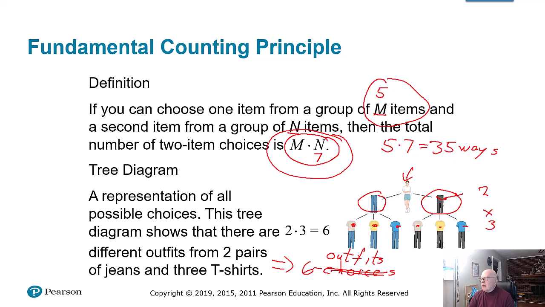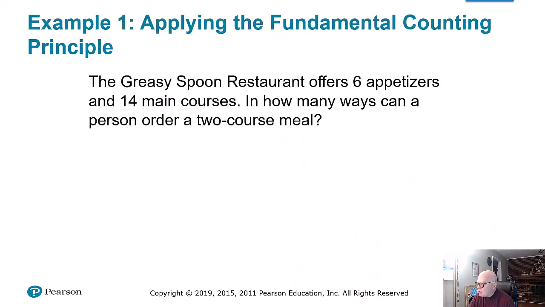Let's take a look at a more palatable solution. Let's suppose we go to this restaurant, and it's a small restaurant. It's got 6 appetizers, but 14 main courses. How many times can you go there and get a different meal? So you're going to choose one of those and then one of the main courses. All you need to do is multiply 6 times 14, and the number of 2-course meals is 84. Just multiply those 2 together.